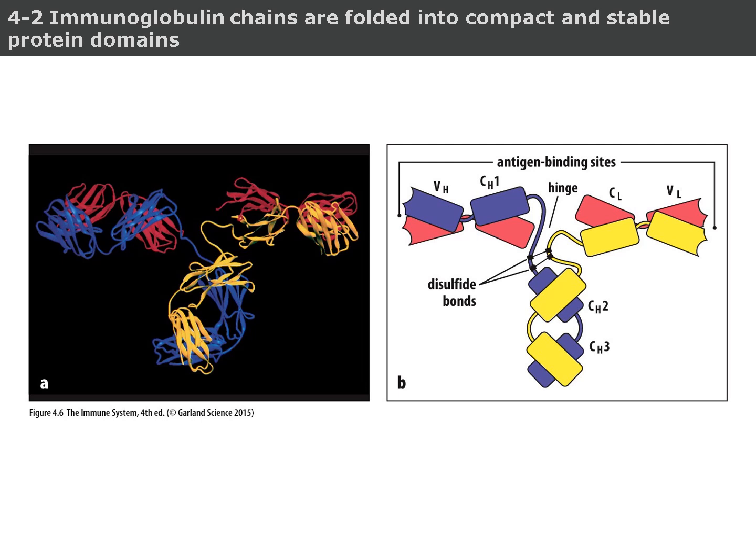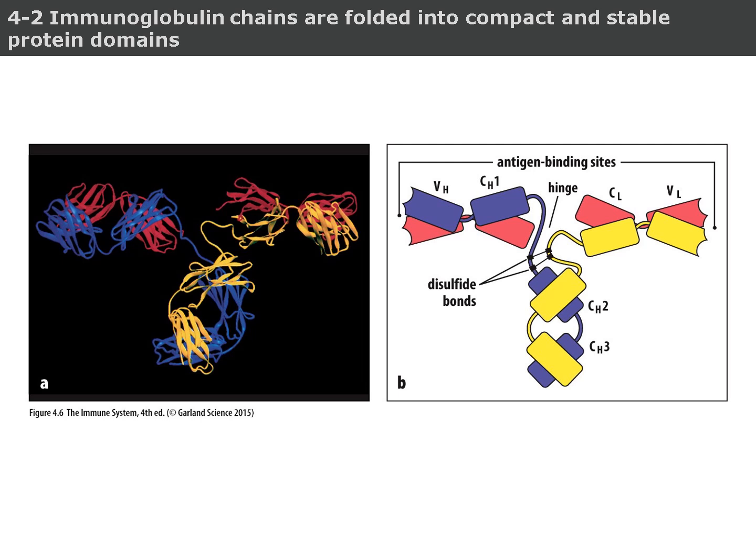On the right, image B provides a simplified schematic representation of the antibody structure. Each immunoglobulin molecule contains 2 heavy chains and 2 light chains. The variable regions, labeled V sub H and V sub L, are involved in antigen binding and are located at the tips of the molecule. Constant domains, labeled C sub H and C sub L, provide structural support.